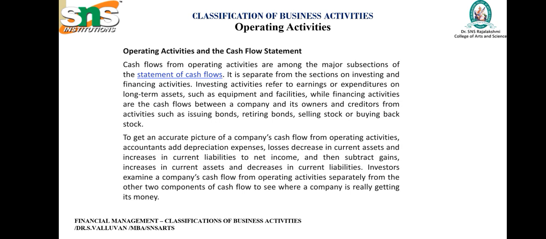To get an accurate picture of a company's cash flow from operating activities, accountants add depreciation expenses, losses, decreases in current assets, and increases in current liabilities to net income, and then subtract gains, increases in current assets, and decreases in current liabilities. Investors examine a company's cash flow from operating activities separately from the other two components of cash flow to see where a company is really getting its money through operating activity.